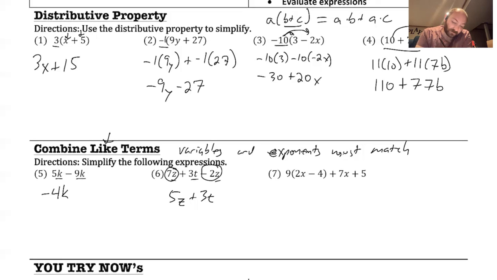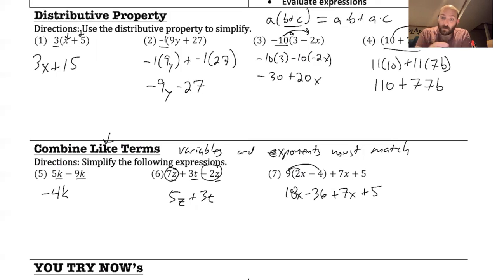For number 7, start off with distribution. I do have like terms here, but I've got to get rid of these parentheses first, just like my order of operations. I've got parentheses. I don't want those there because that's going to throw off my other stuff going on here. So 9 times 2x is going to give me 18x. 9 times 4 is going to give me -36. And then I have plus 7x and plus 5.